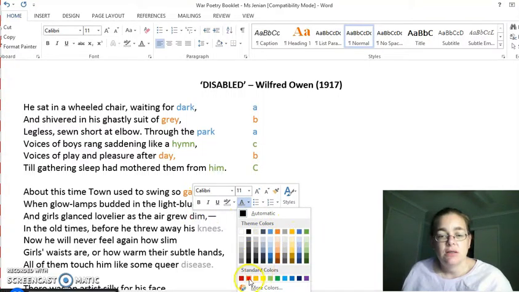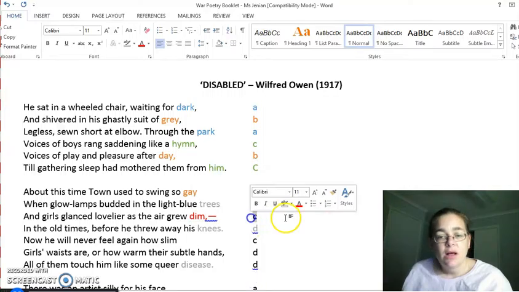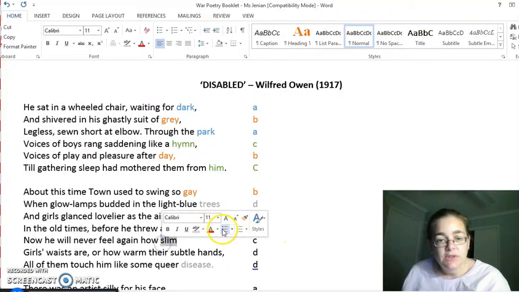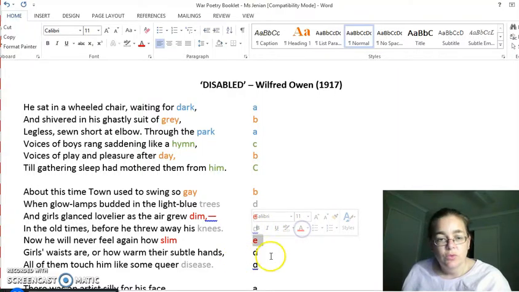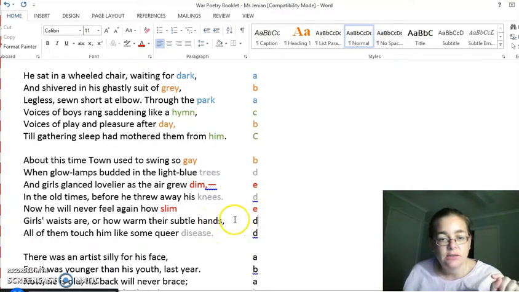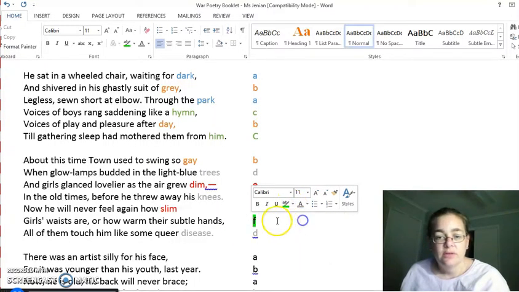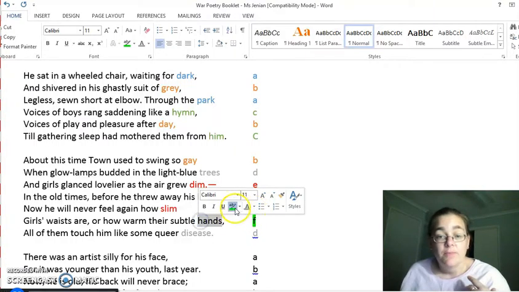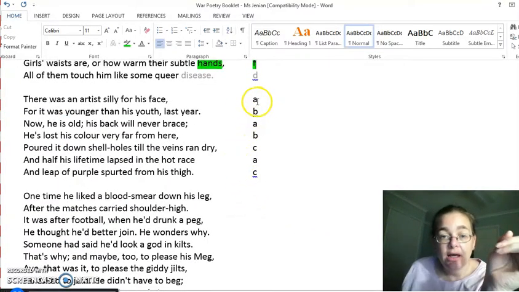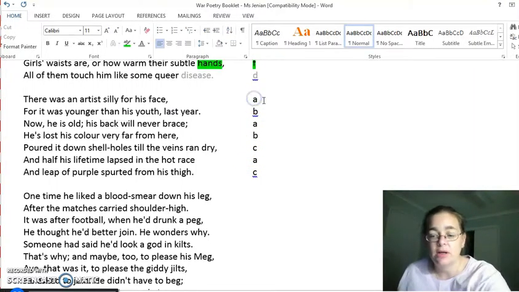Give it a, let's go red. Call that E. Dim, slim. And hands, D, that's grey. And hands doesn't go anywhere, so we'll call that an F. Oops, I'm highlighting now apparently. Okay, so we can see that I had gone and continued with this, but we won't worry about that for now.